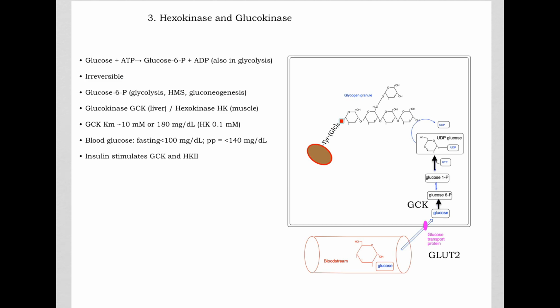Now in the liver, the enzyme that catalyzes this reaction is glucokinase or GCK, and in the muscles and other cells, it's the enzyme called hexokinase. So just like the transport protein GLUT2, glucokinase also has a very low affinity for glucose. The Km is about 10 millimolar, that's about 180 milligrams per deciliter.